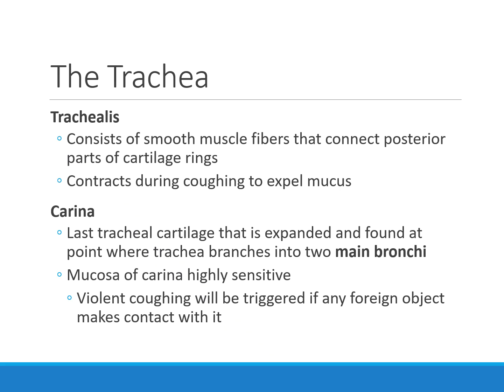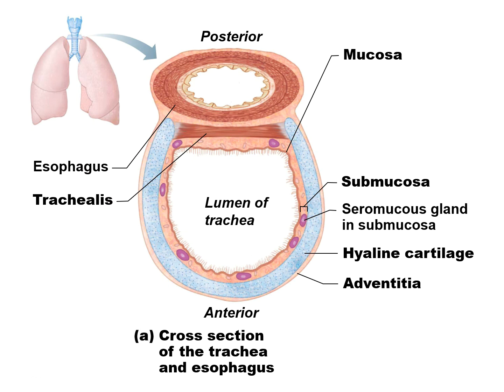The carina looks like a little pair of bikini bottoms, and this is at the very end of the trachea. It's the last tracheal cartilage, and it is where the trachea splits into the two main bronchi. The mucosa of the carina is highly, highly sensitive. And so if anything touches that, if somehow you manage to get something down there, it causes violent coughing to try to expel whatever it is that's down there.